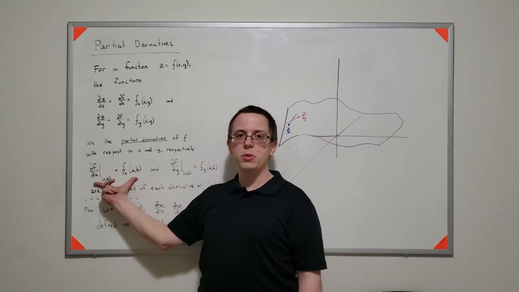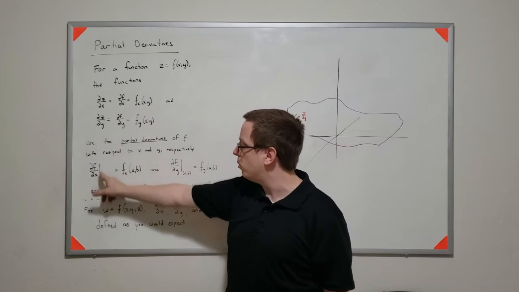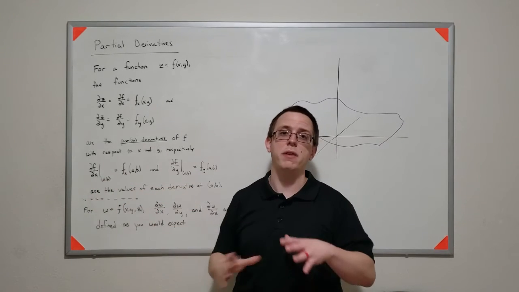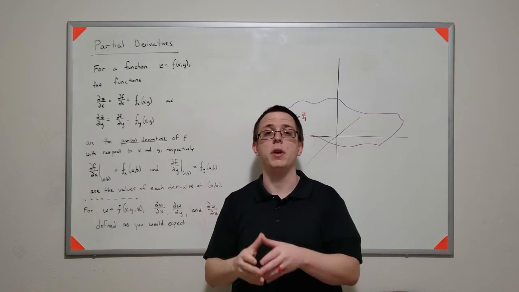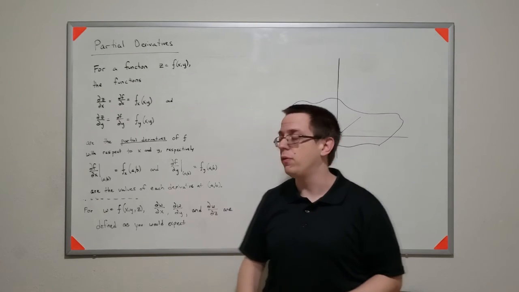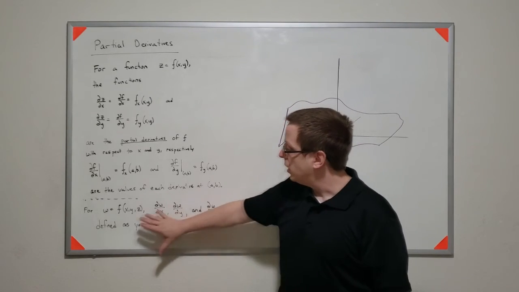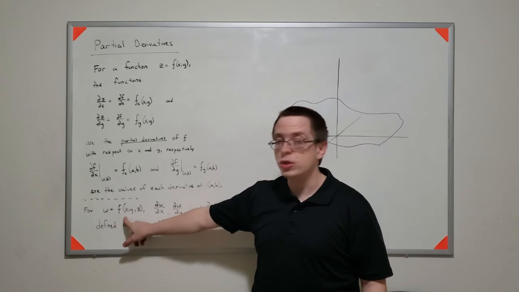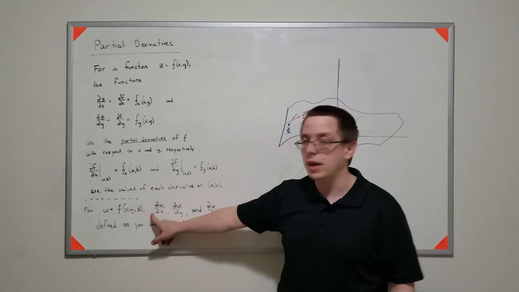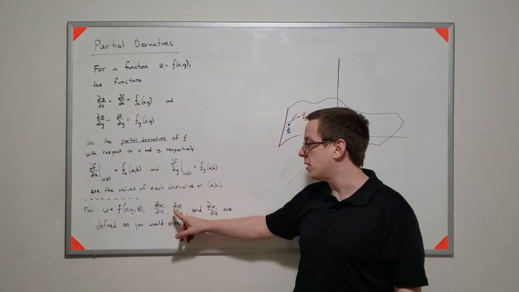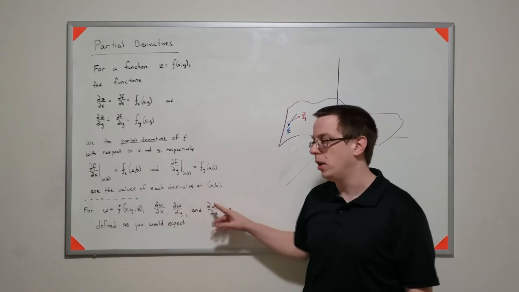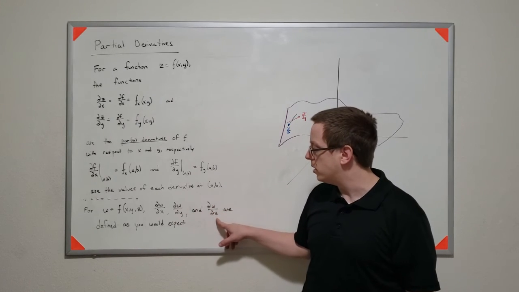And there's also this notation, which is the same notation with the bar and subscript (a, b), and that just means you take the partial derivative and you plug in the values at those points. And specifically, if I have a function of three variables, I can define a partial of w with respect to x, partial of w with respect to y, partial of w with respect to z.